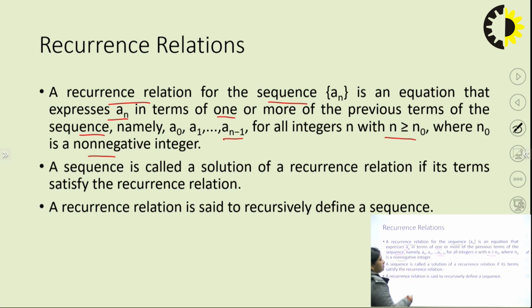A sequence is called a solution of the recurrence relation if its terms satisfy the recurrence relation, and conversely a recurrence relation is said to recursively define a sequence. So the sequence is a solution to the recurrence relation, and the recurrence relation recursively defines the sequence.